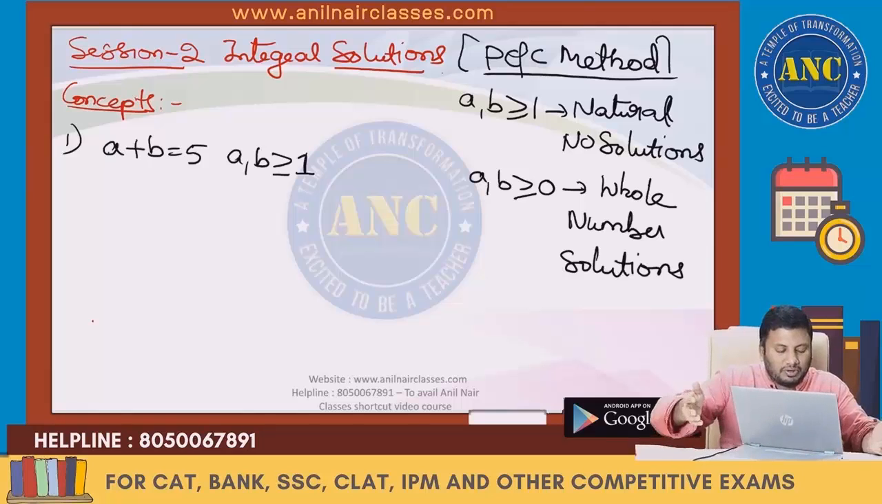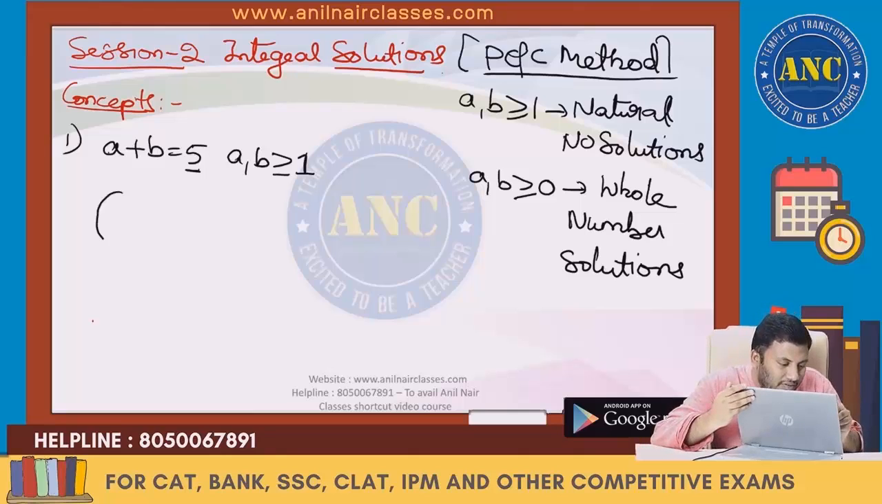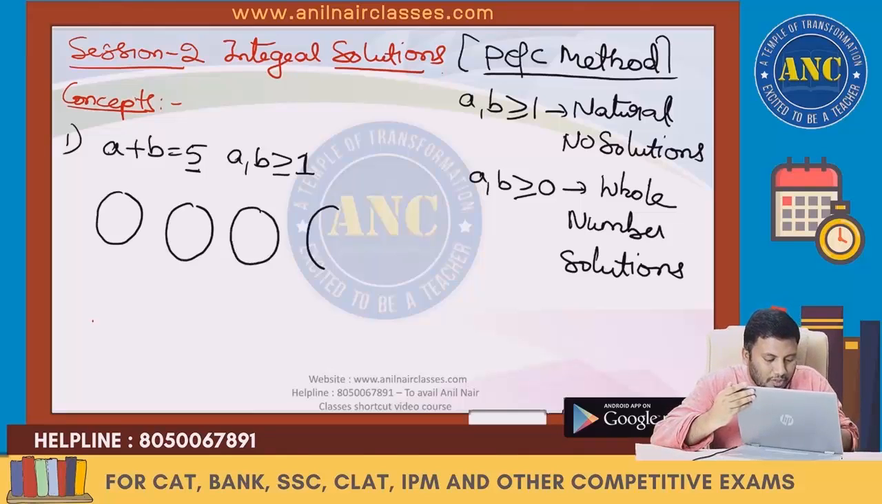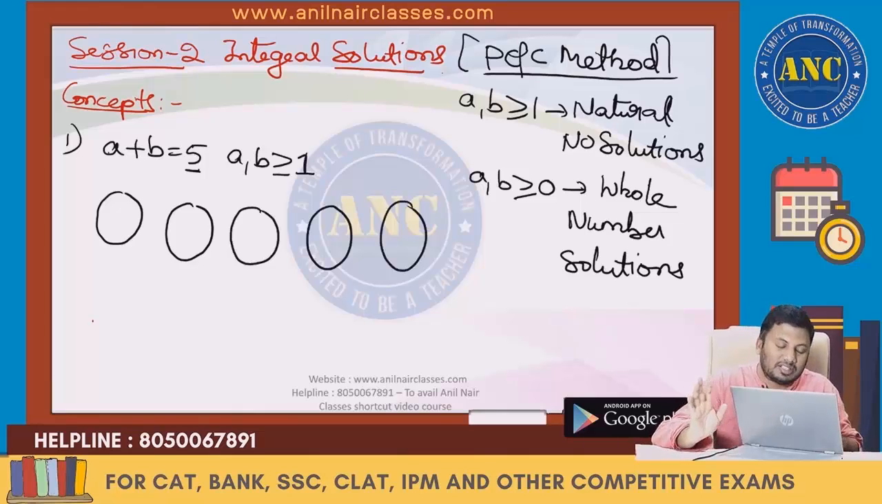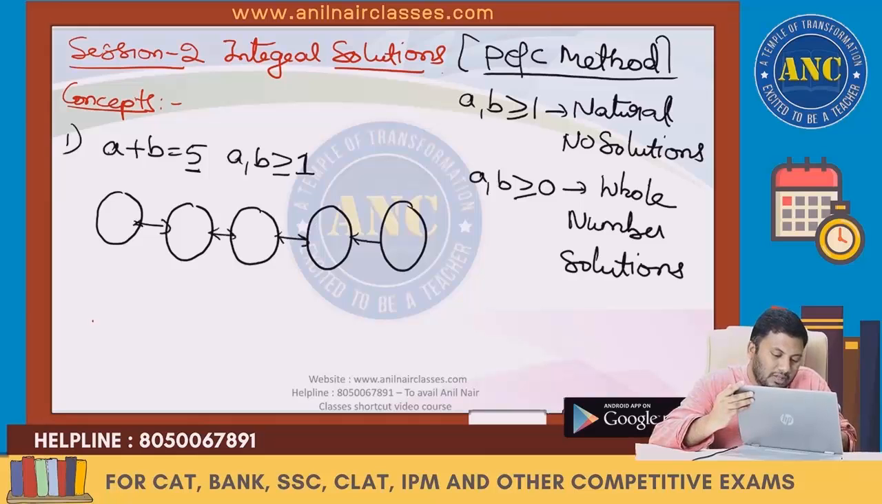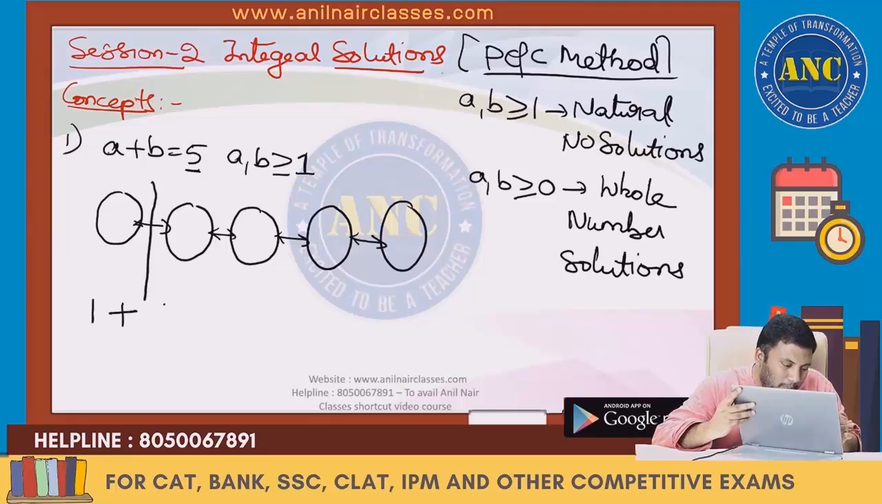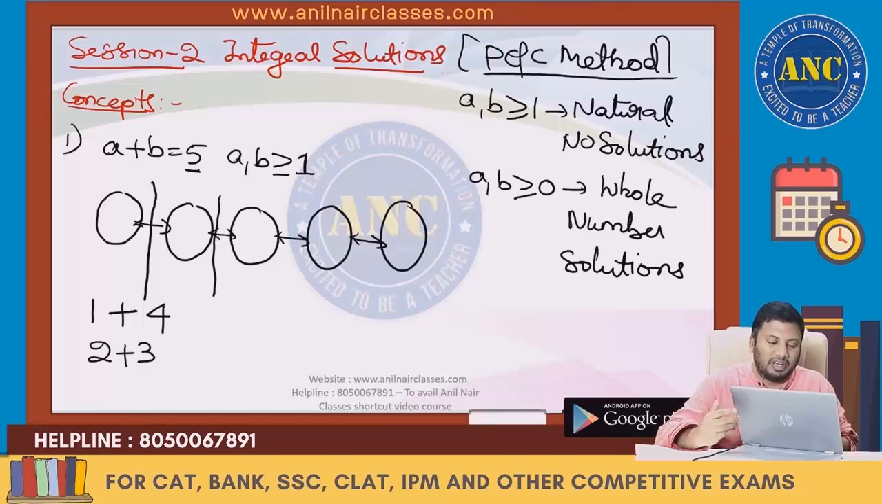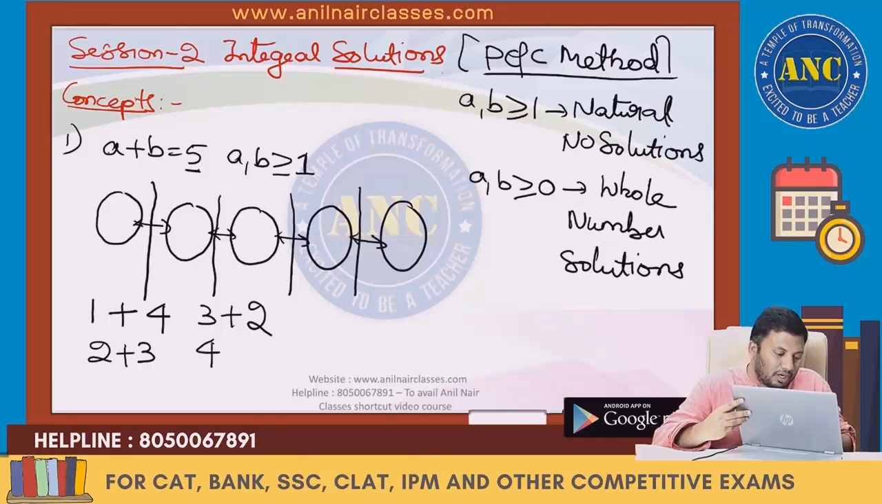A plus B equals 5, A, B greater than or equal to 1. Step number 1: if the right hand side is 5, take 5 balls. If 5 balls are kept on a number line, how many gaps are there? There are a total of 4 gaps. If I select this gap, 1 ball plus 4 balls, it is one integral solution. Or if I select this gap, 2 plus 3, 5. Or this one, 3 plus 2, 5. Or this one, 4 plus 1.